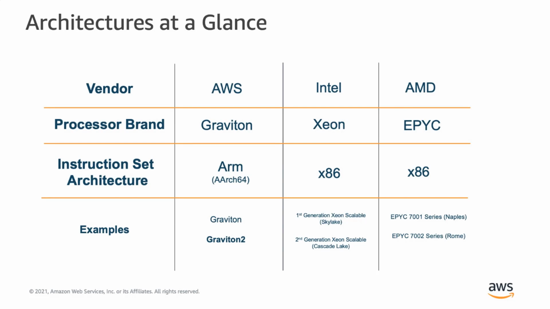Now, the other side here, which is on the left, is the Graviton processor brand. This is an AWS processor, and you can see the instruction set architecture isn't x86, something called ARM, or you may see it in Linux as AArch64. This is, again, a different way of passing the instructions to the CPU.